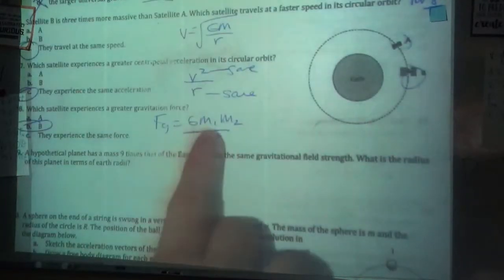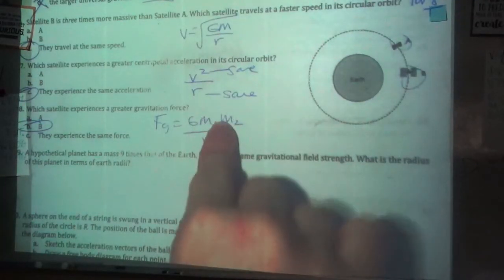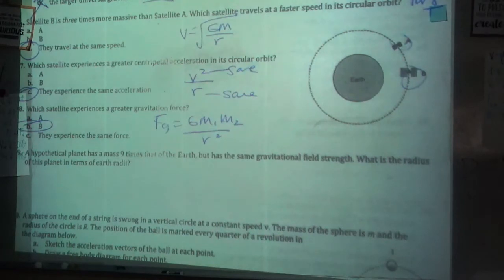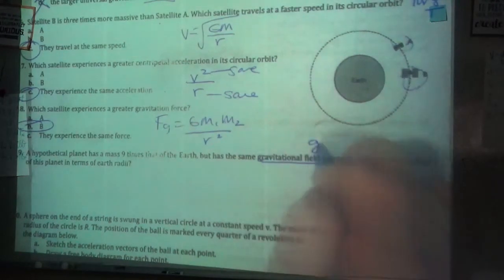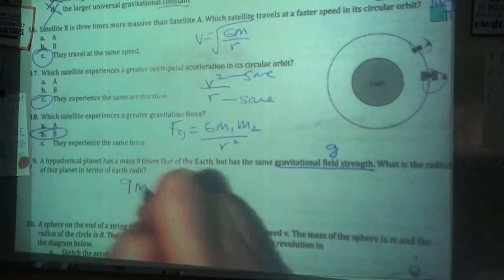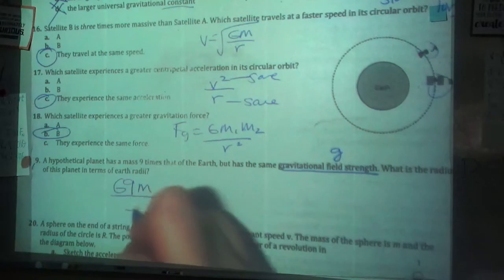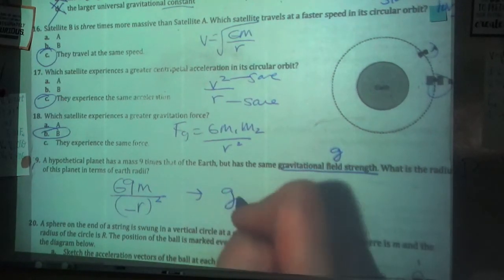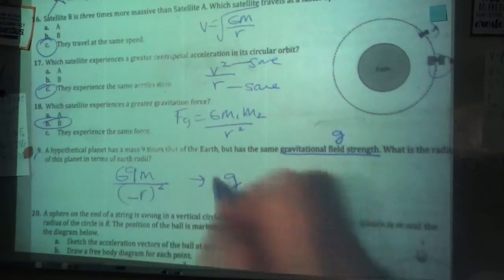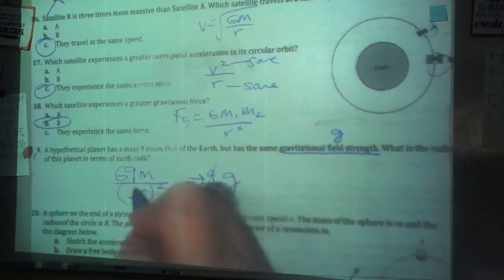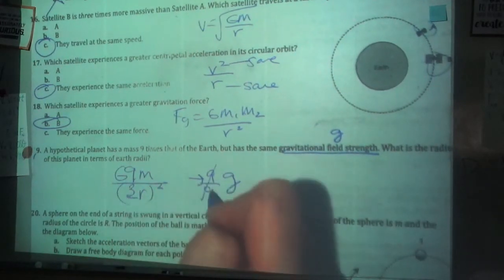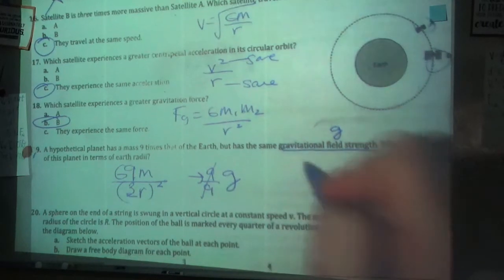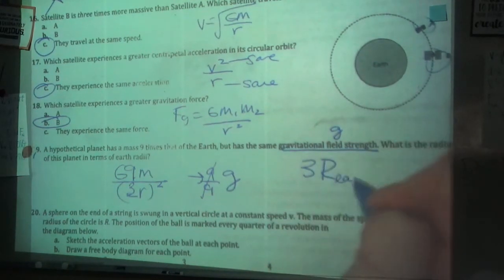And it would be 3 times the force because you have 3 times the mass right here. A hypothetical planet has a mass 9 times that of Earth, but the same gravitational field strength, so the same g. So we have g, 9 times the mass. What do we do to r in order to get just g out? So if you have 9 on top, you need a 9 on bottom to cancel out. So 3r squared, because that would square and get 9. So 3 times the radius of Earth.